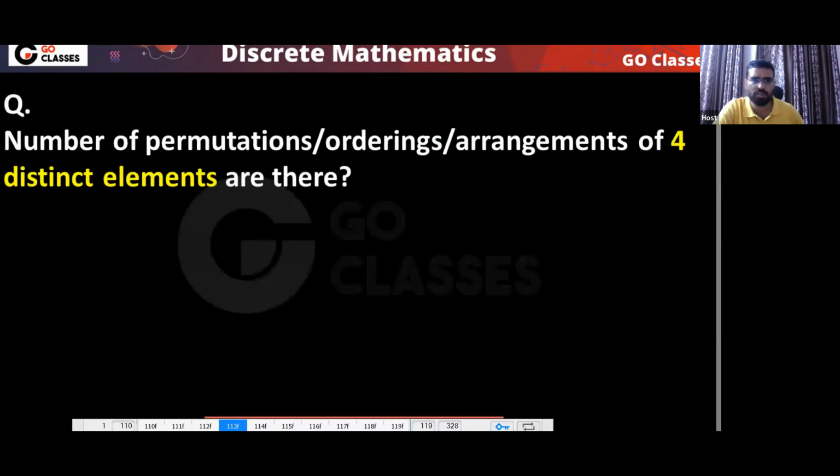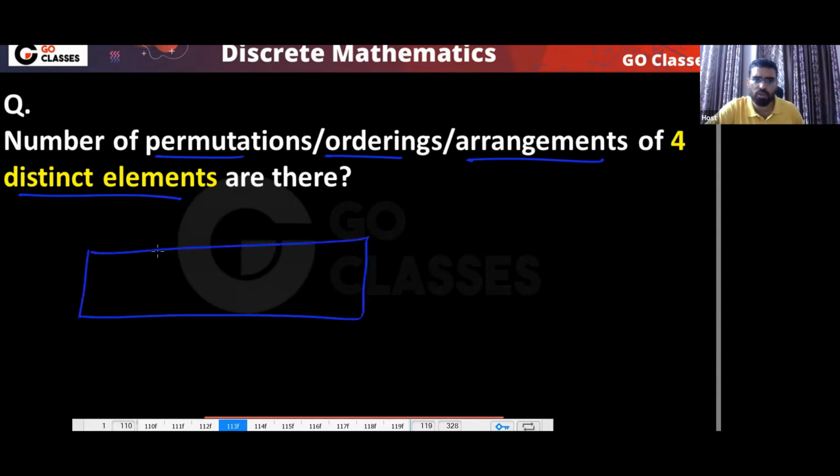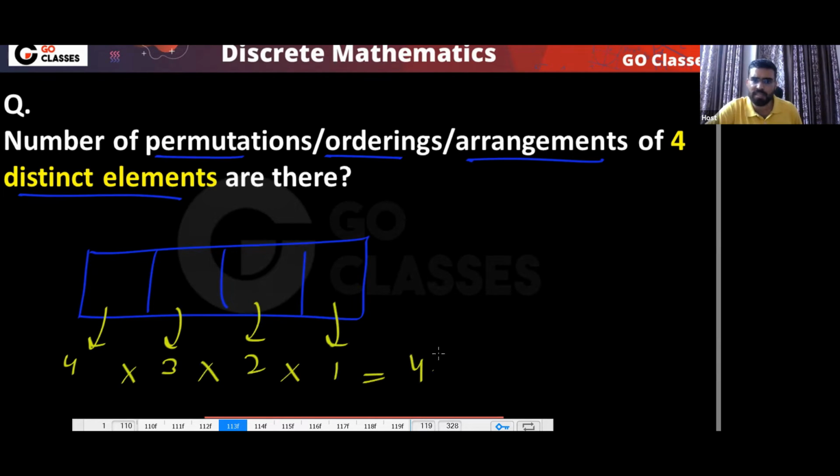Okay, now let's solve this question. What will be the answer? The number of permutations, orderings, arrangements of 4 distinct elements. This is just product rule. You want to arrange 4 elements. So how many arrangements are there? Total 4 different elements you have. So for the first position, 4 choices. For the second position, 3 choices, and so on. So what will be the answer? The answer is 4 factorial.